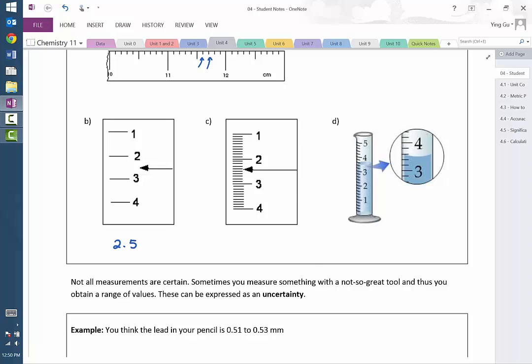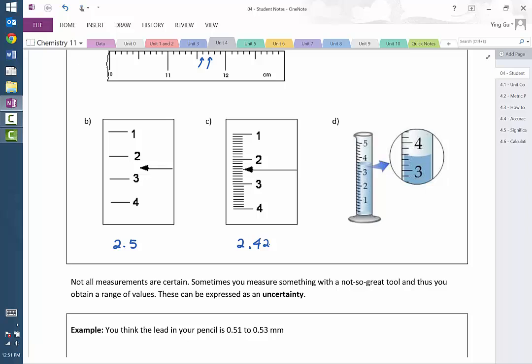Question C. Fairly certain that it's going to be 2. Fairly certain that's going to be 0.4. Then we're going to make one estimate. That little arrow seems to fall perhaps 0.02 away. We can say that this measurement is 2.42. If you said 2.43, I would also take that on an exam because I think that is a fair judgment. If you were to say 2.5, I probably would take a half mark off because that clearly is not halfway between those two lines. And our last example, dealing with the graduated cylinder.